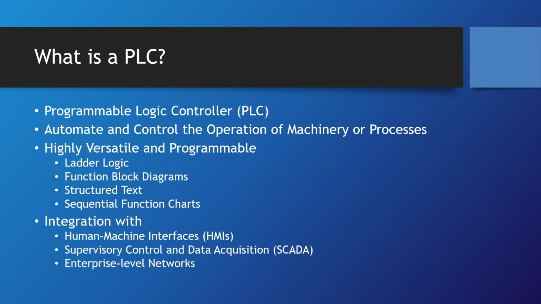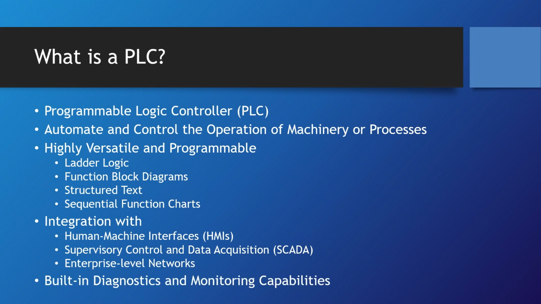PLCs offer numerous advantages in industrial automation. They provide reliable and real-time control, enabling precise and accurate operation. They are capable of performing complex logic operations, timing sequences, arithmetic calculations, and data processing. PLCs also facilitate easy integration with other systems, such as human-machine interfaces, HMIs, or supervisory control and data acquisition, SCADA, as well as integration with enterprise-level networks.